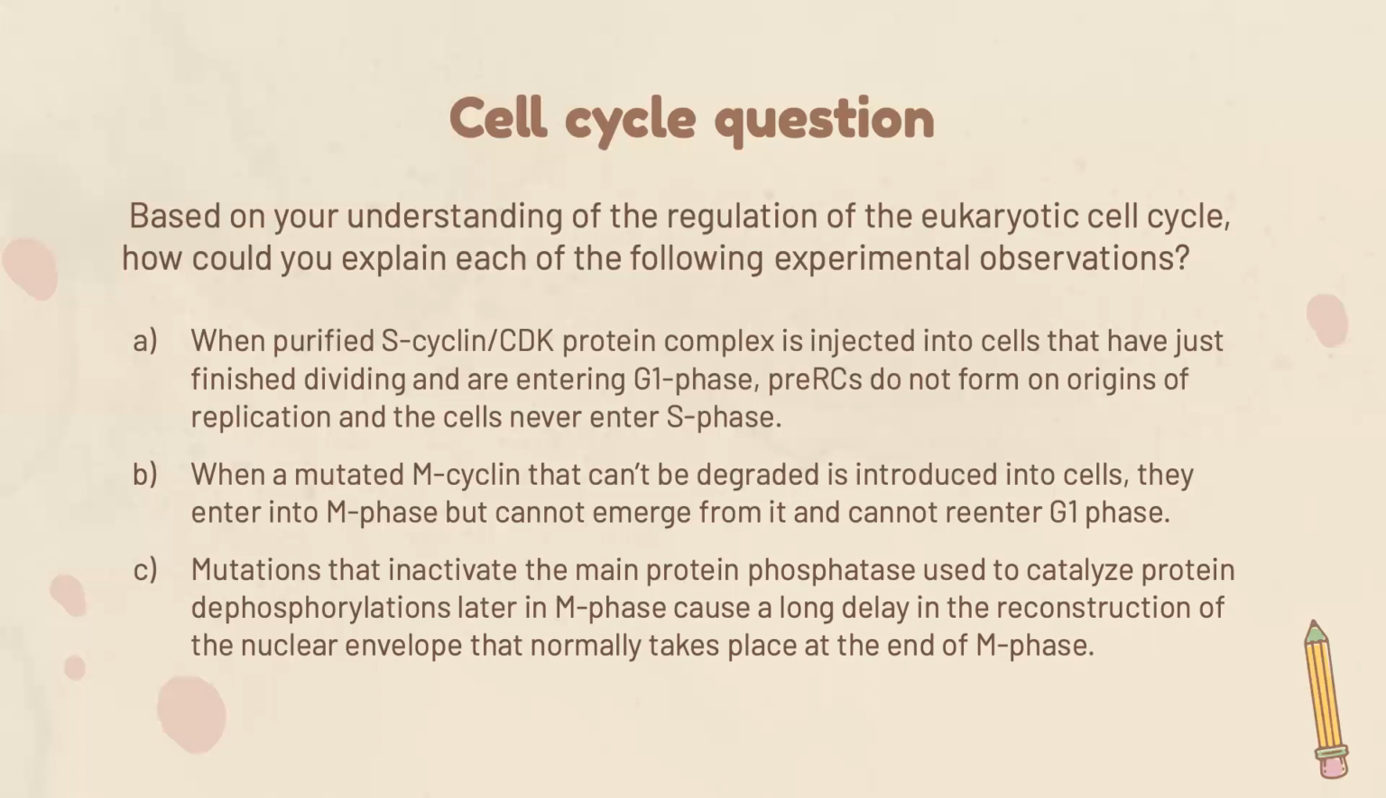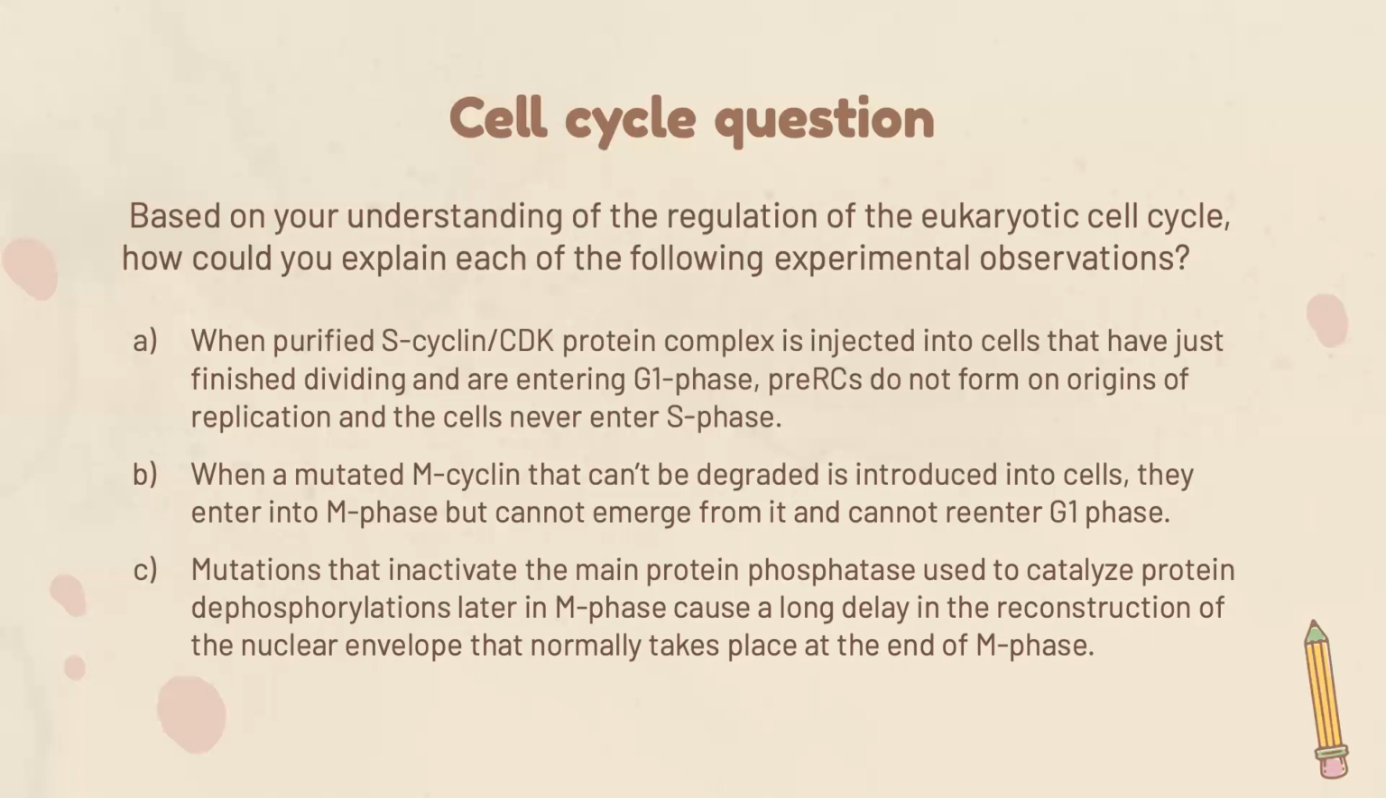So if it can't be degraded, then the cell will not be able to leave M phase. Because in order to leave M phase, you want to make sure you get your nucleus back essentially. So if you don't degrade your M-cyclin, you're not going to get your nuclear envelope back, and then your chromosomes are still going to remain condensed instead of decondensed.